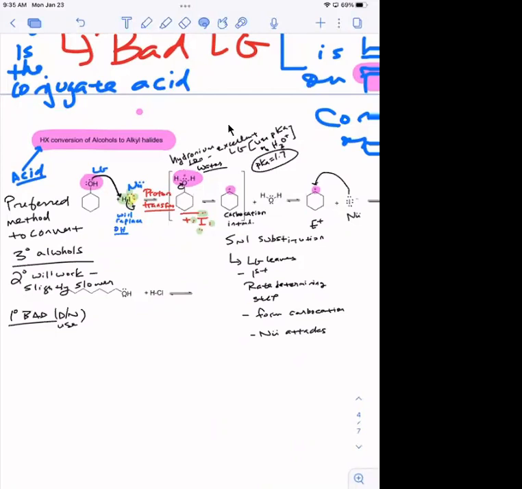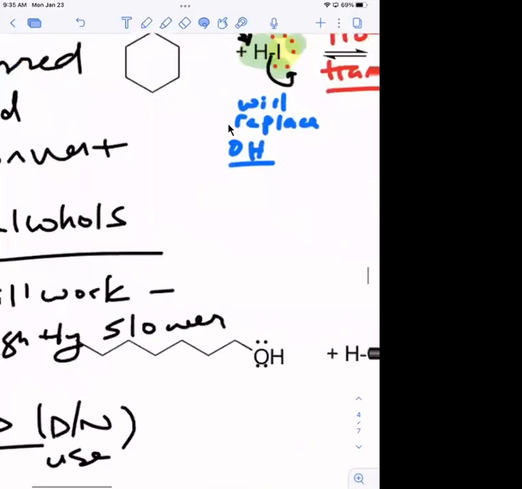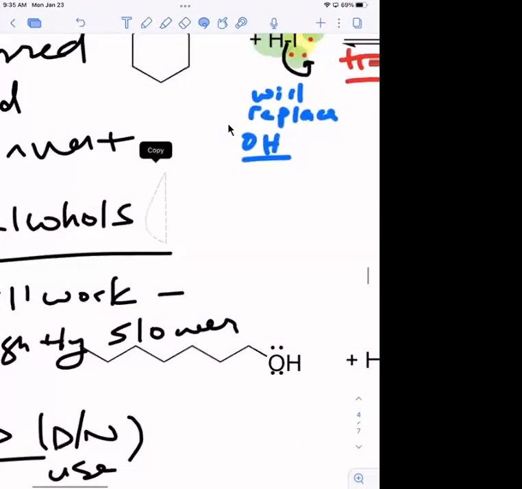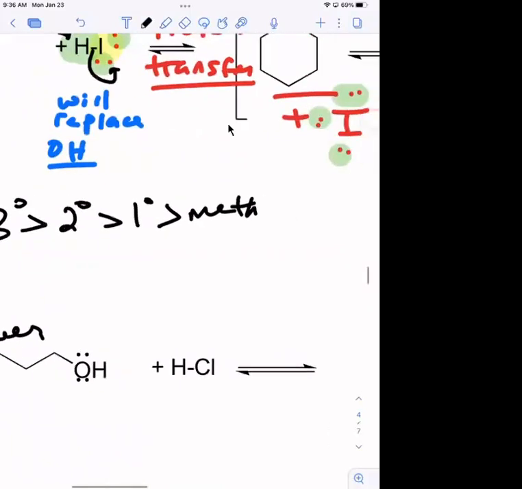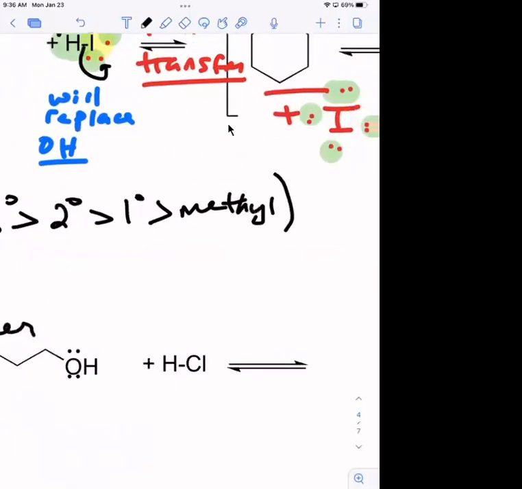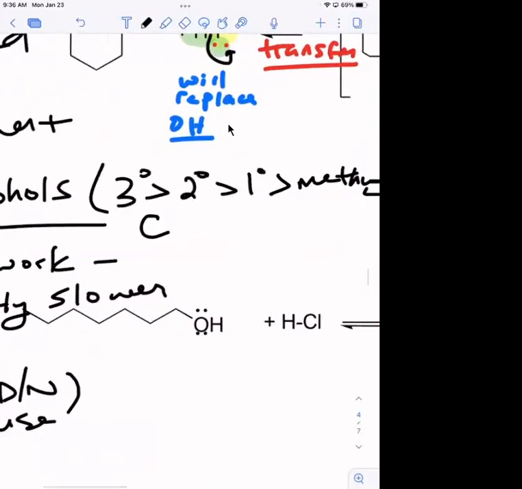So that's why this method works best for tertiary alcohols, because when you get to the carbocation step where your leaving group leaves, you get a very stable carbocation. If you recall, a tertiary is more stable than a secondary, which is more stable than a primary, which is more stable than a methyl cation.